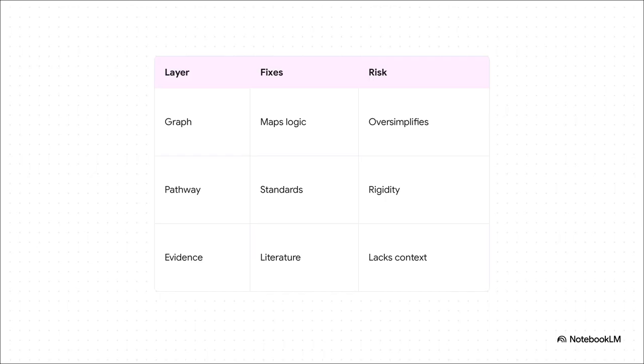Every single layer we just added fixes something highly specific, sure, but it immediately introduces a brand new risk. The knowledge graph brilliantly maps complex disease logic, but actually it risks oversimplifying the unique nuances of your actual patient. The institutional pathway, great for standardizing localized care, but man, it can quickly become way too rigid. I mean, anyone who's ever fought with an unyielding hospital protocol knows exactly what I'm talking about. And appraised evidence securely grounds your thinking in medical literature, but it inherently lacks the messy, real-world context of the human sitting right in front of you.